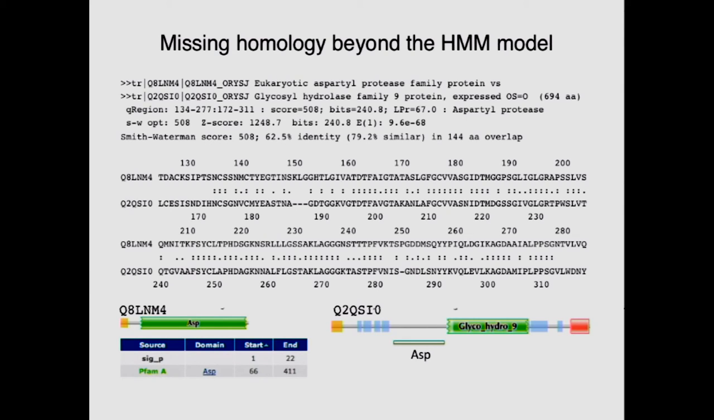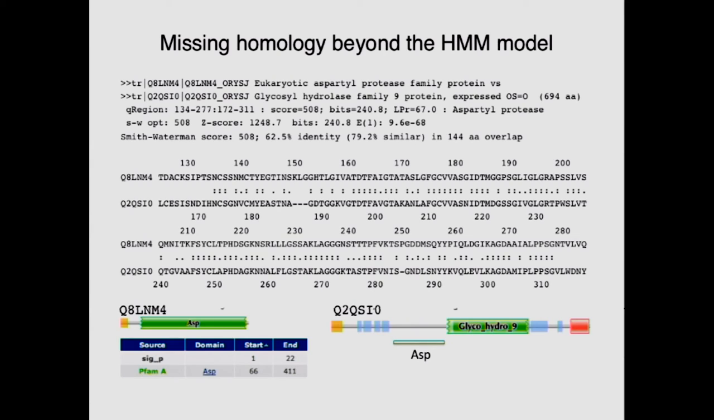All right. So here's an example of the problem. Here is an aspartyl protease family protein, and this is a glycosyl hydrolase family protein. If you look at this region of the alignment going from residue 135 or something like that over to residue 300-ish, you can see it looks really, really good. No question these are homologous, spectacular expectation value, 60% identical, no doubt about it.